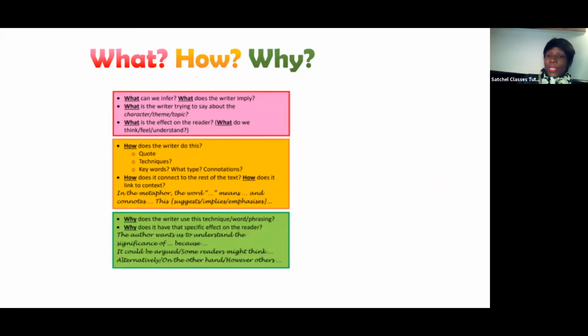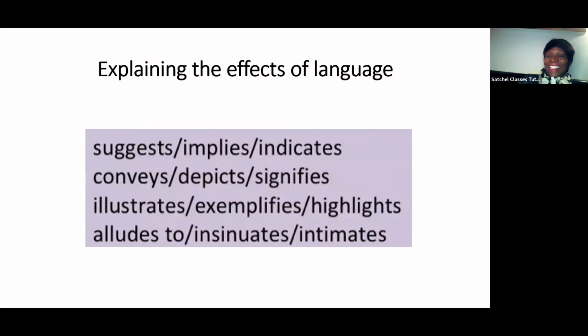How does a writer do this? What quotations? What techniques? So through the use of devilish or diabolical imagery, through the use of verbs, through the use of similes. And why? Why is he doing this? What does he want us to see and think and understand and feel at this point in the novel? The why is the most important thing.